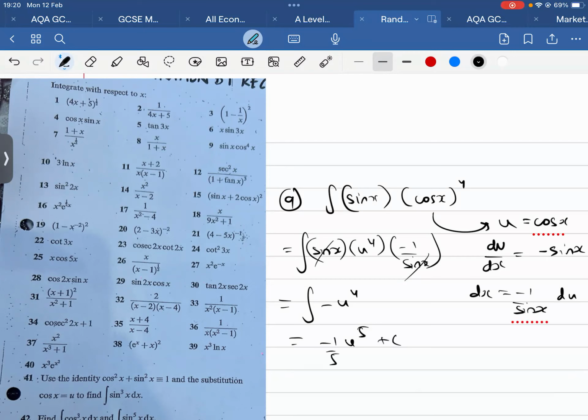Question 8 is actually a little bit similar, but also a bit harder because the u's won't cancel out, so you have to make x a subject as well.